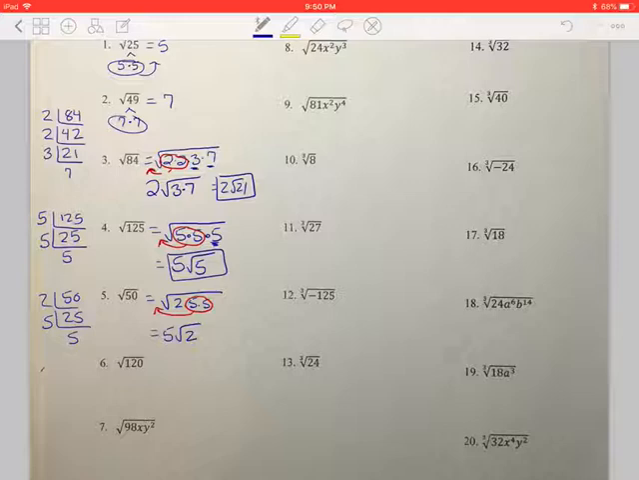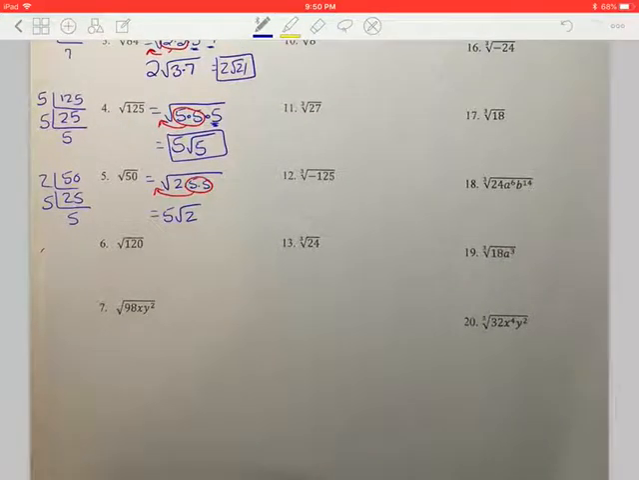All right, so let's try square root of 120. It's a slightly bigger number. I'm going to have more factors there. So I could do 2 times 60, and then 2 times 30, and then 2 times 15. And then 15 would be 3 times 5. All right, so let's put all those numbers under there. I've got 2 times 2 times 2 times 3 times 5.